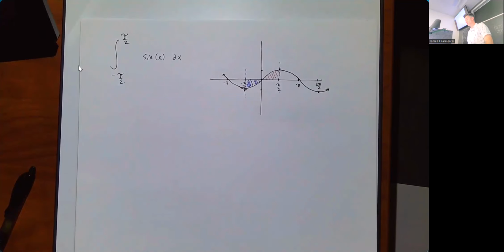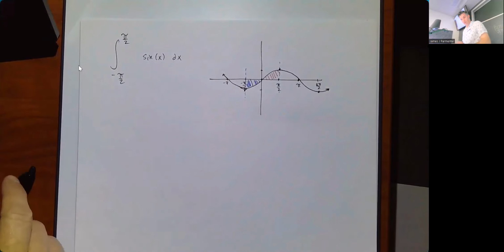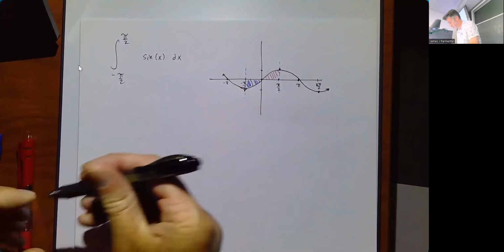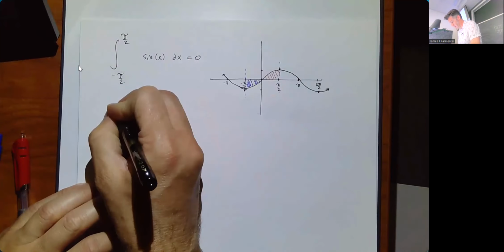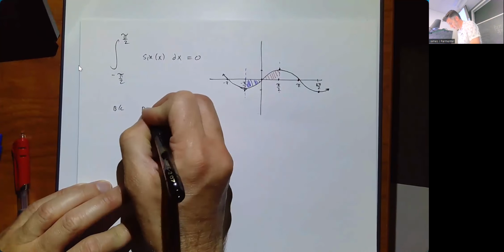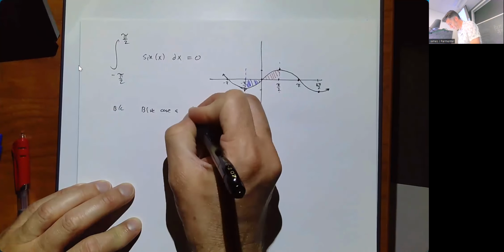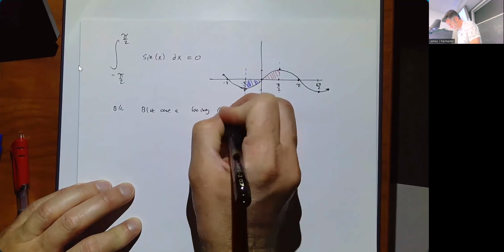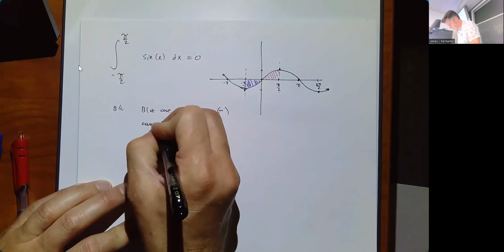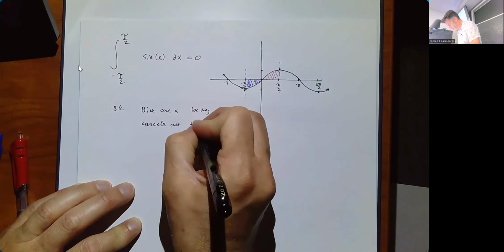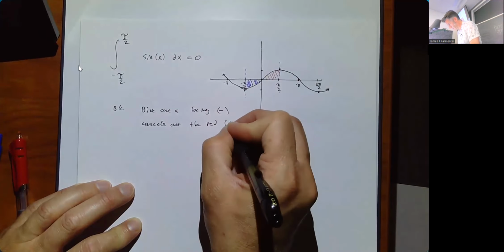You also might notice there's some symmetry here. The blue area and the red area are the same amount of area, just one's positive and one's negative, so they're going to cancel each other out. So what you can see here is that we're just going to get 0, because the blue area being negative cancels out the red, which is positive.